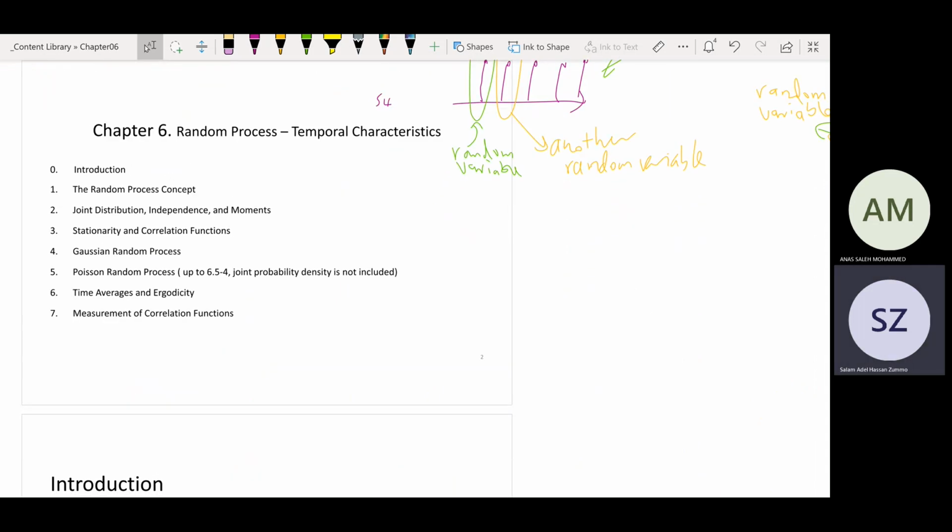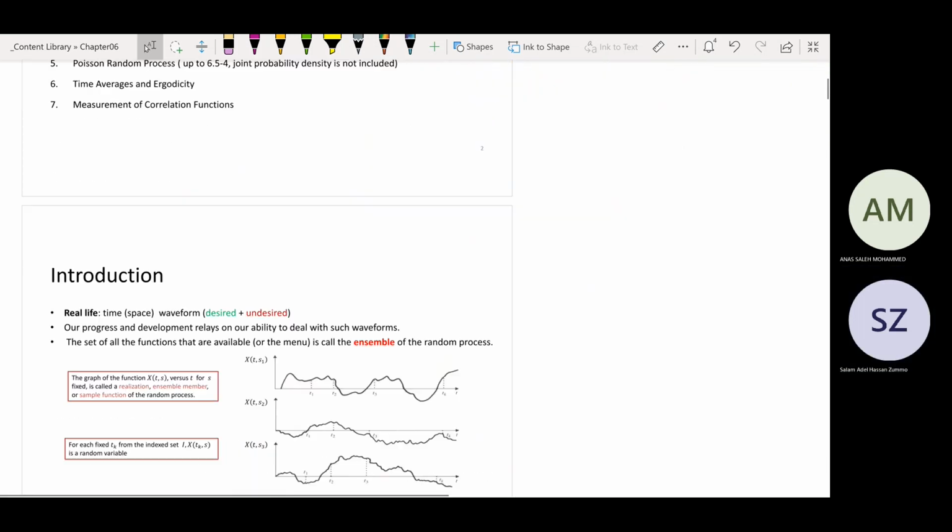So basically, as I mentioned, until now we just defined it using examples. We'll formally define it now, and then we'll talk about the different relations between these random variables: joint distribution and density, joint moments, and independence. Then we'll talk about stationarity, a concept that tells you whether the signal changes over time, and the correlation function. Then we'll focus mainly on the Gaussian random variable, and then we'll talk about ergodicity.